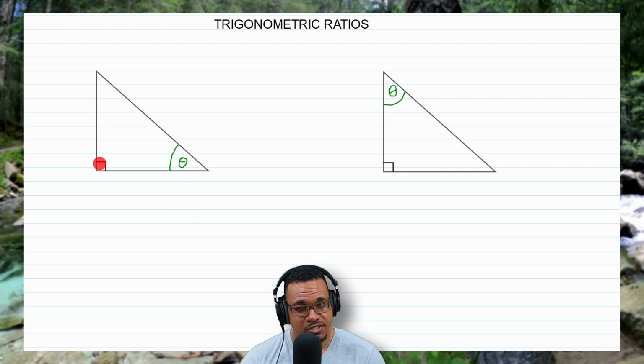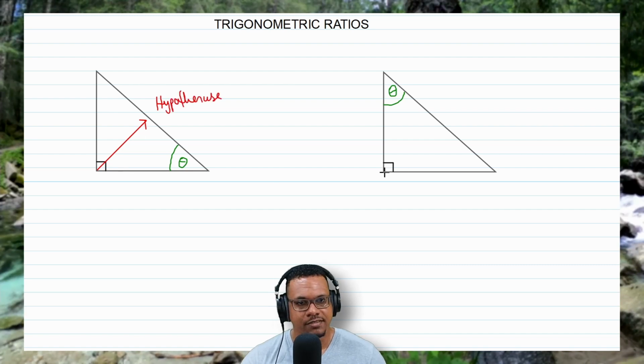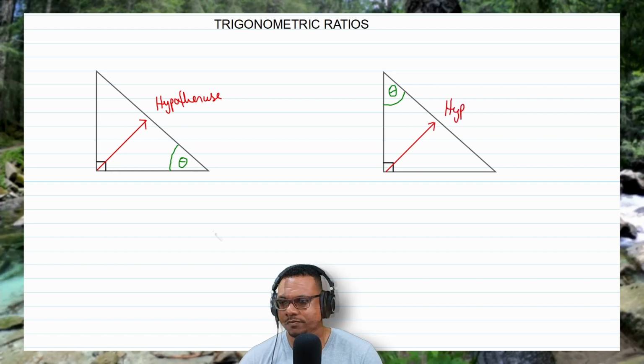As we know, the side opposite the right angle is the hypotenuse, or the longest side of the right angle triangle. If I draw a line from the right angle, it will touch this side here, which will be the hypotenuse. Same thing on this triangle. I'll just write HYP for short, for hypotenuse.